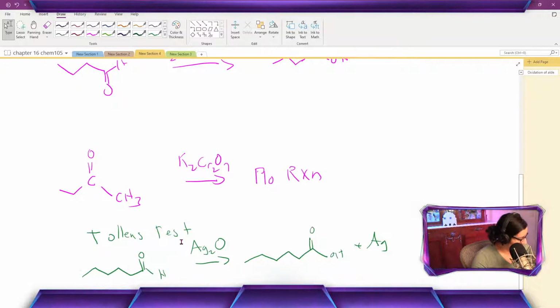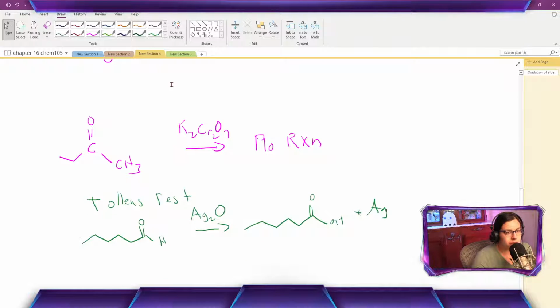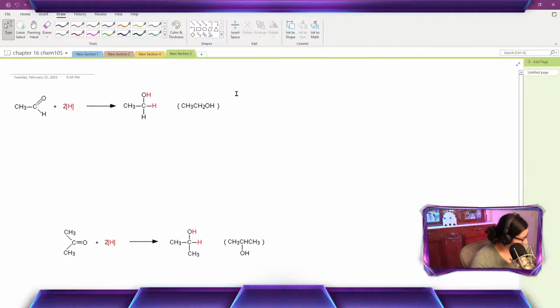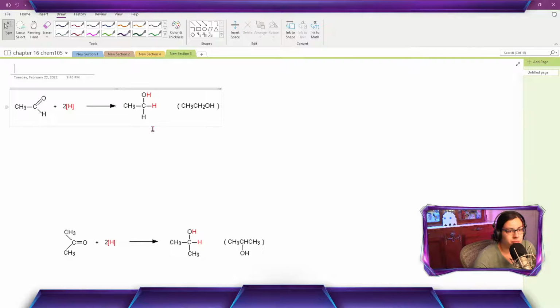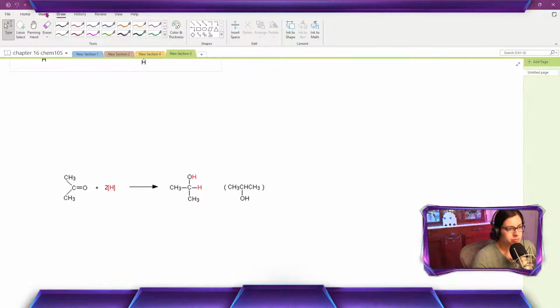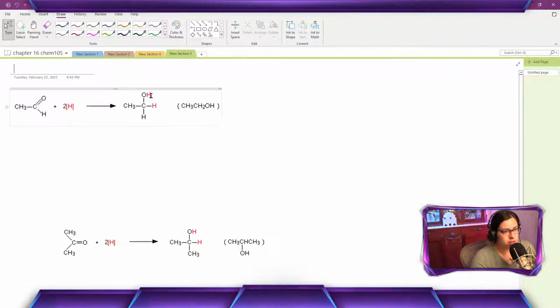And so now let's look at reduction. So reduction is the opposite of oxidation. So we can take our carbonyl group and reduce it. Then 2 hydrogens are added. So you have one on the O here, another to that carbon. So aldehydes are reduced to primary alcohols. So you can see that, right?